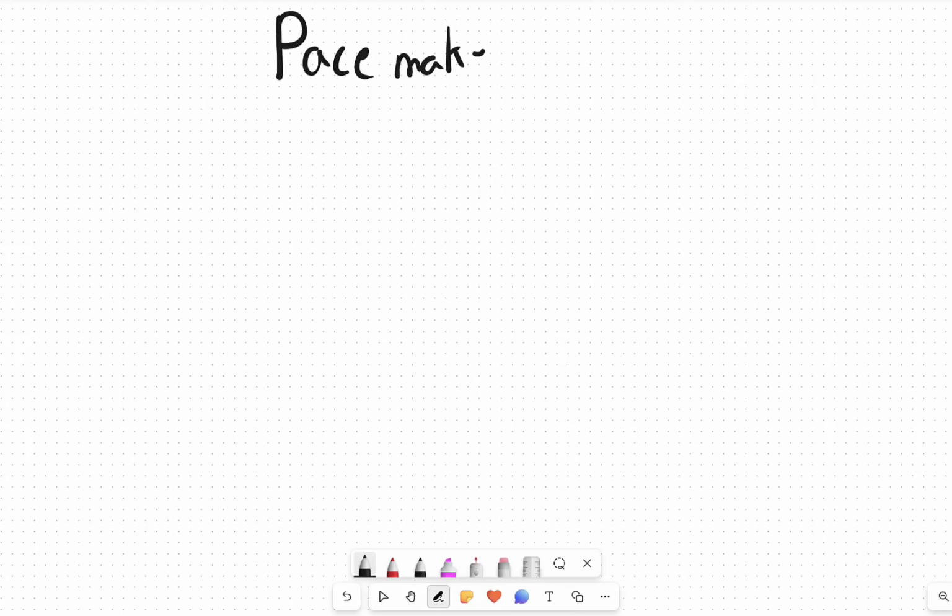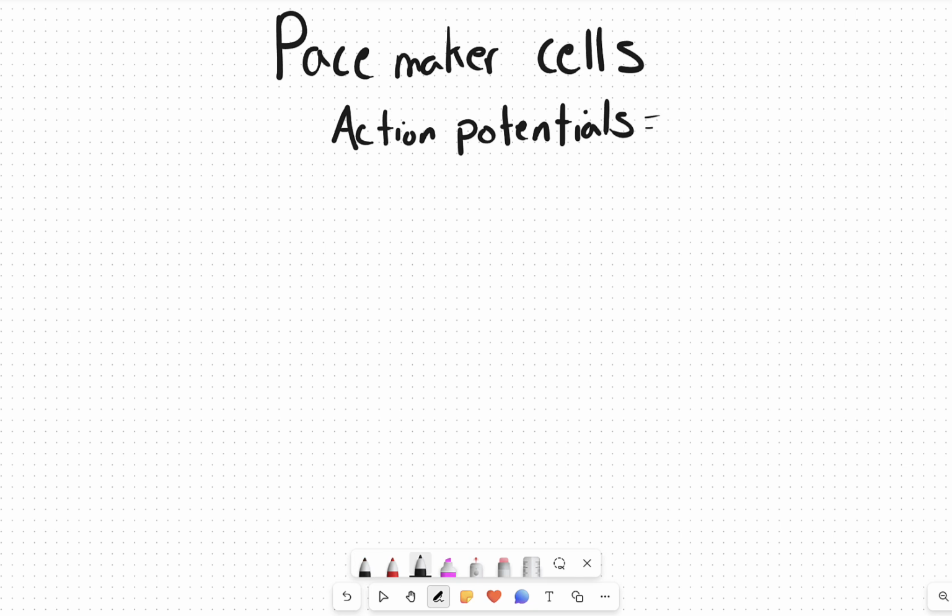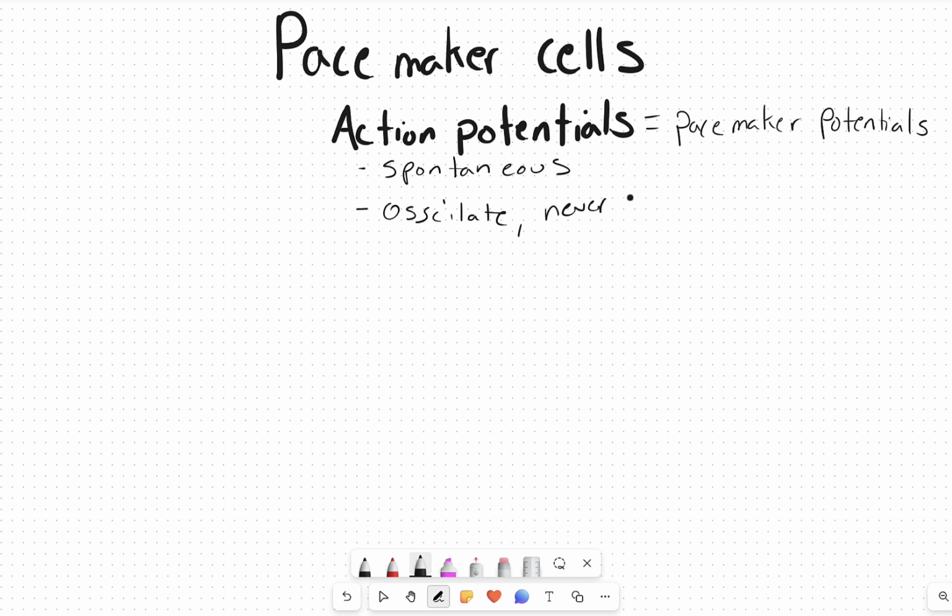We're going to look at the pacemaker cells of the heart, specifically how they produce action potentials. So an action potential in a pacemaker cell is sometimes called a pacemaker potential. A pacemaker cell is going to make action potentials spontaneously. They do not need an outside trigger. They actually oscillate between action potential and no action potential on their own, and they never stop at resting membrane potential. The end of the action potential triggers the next action potential. And this is how they are able to be the pacemaker that allows us to have a heartbeat.